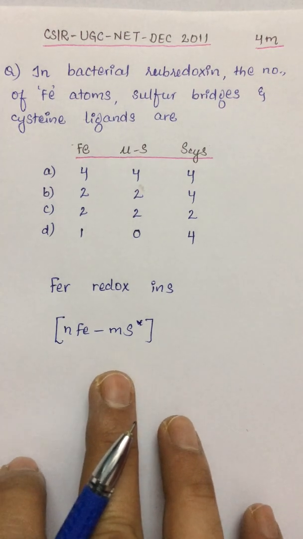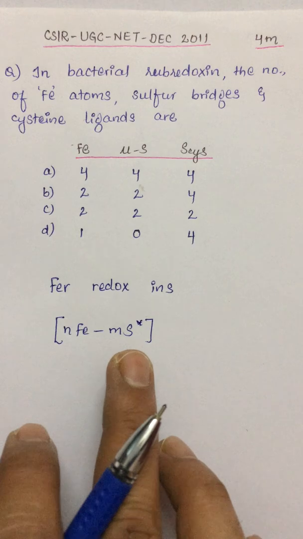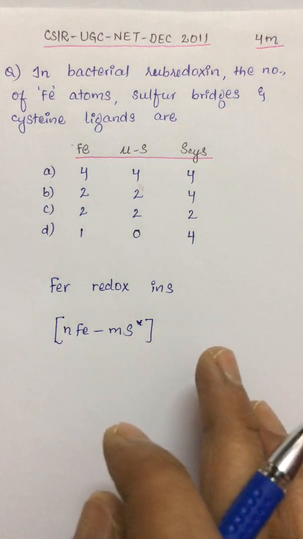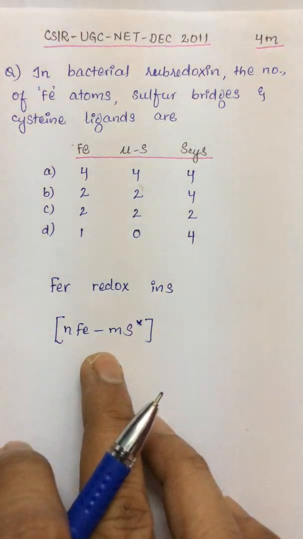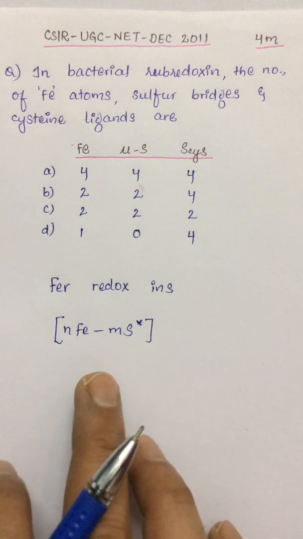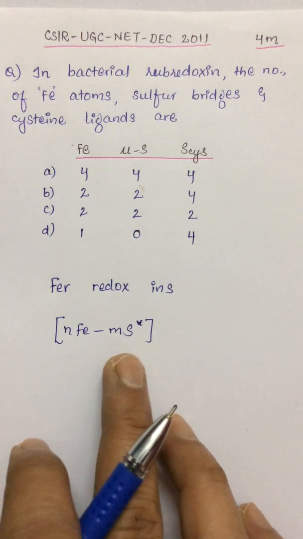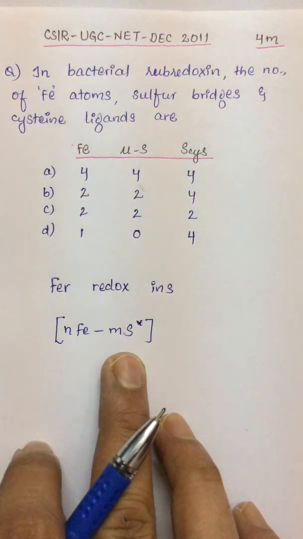So for all these ferredoxins, there are two different types of sulfurs. One is called a bridging sulfur. The other one is a cysteine sulfur. When I say a bridging sulfur, there is another name given to it. It is also called a labile sulfur, or you can also call it an inorganic sulfur. So why are we calling it a labile sulfur? That represents its reactivity.